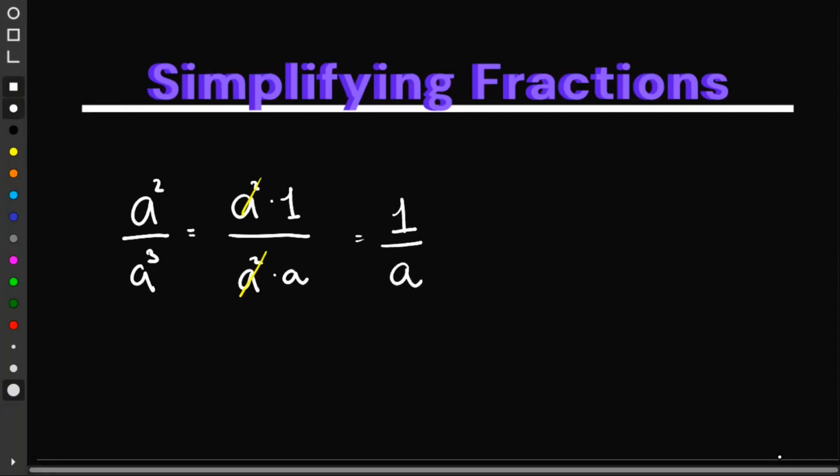So even though we are dealing with variables, with the same principles we can get its lowest terms. And this idea would be useful, especially if we deal with algebra in the future.